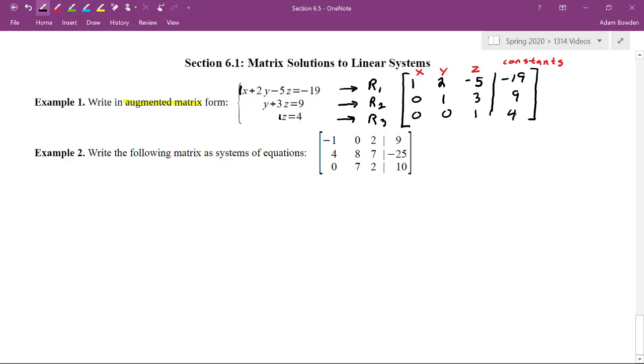So if we can write the equations out in a matrix, then we can use that matrix to solve for the variables. Now before we do that though, let's look at this matrix here. And what I want to do is take this matrix and write it out as a system of equations. So kind of go backwards from a matrix to a system.